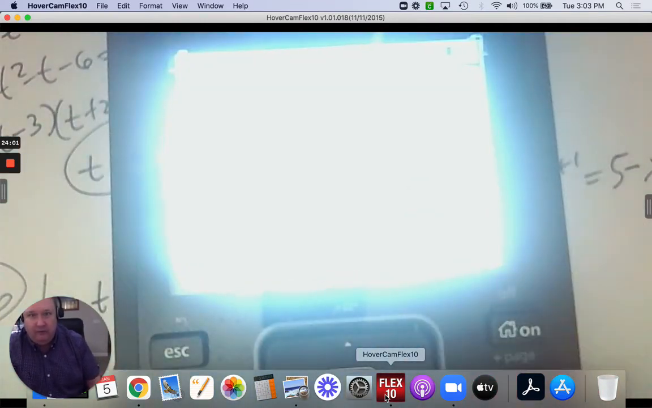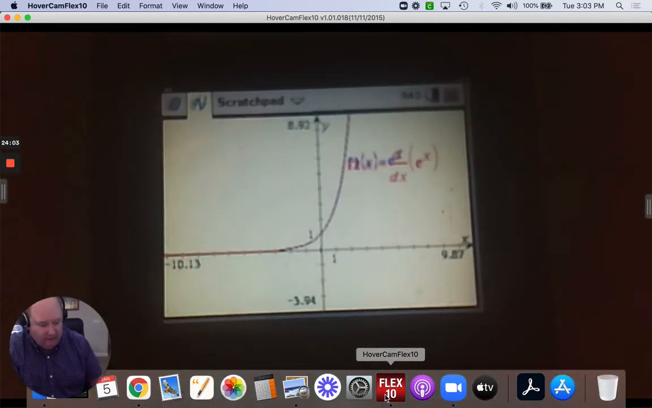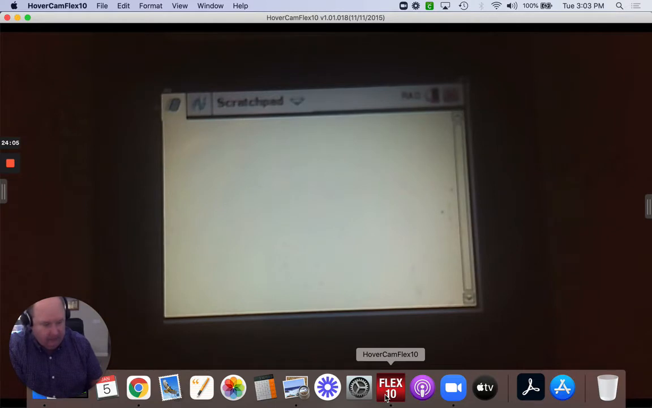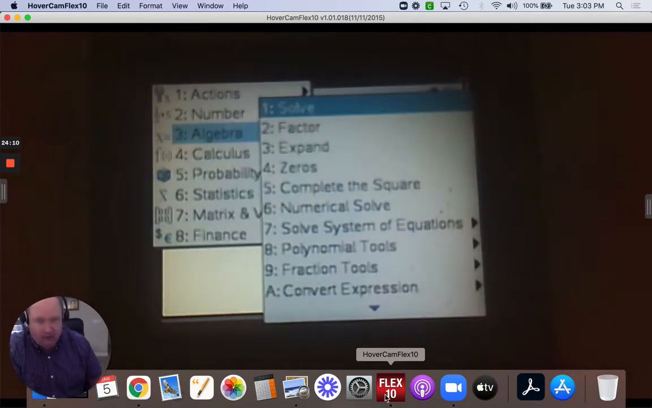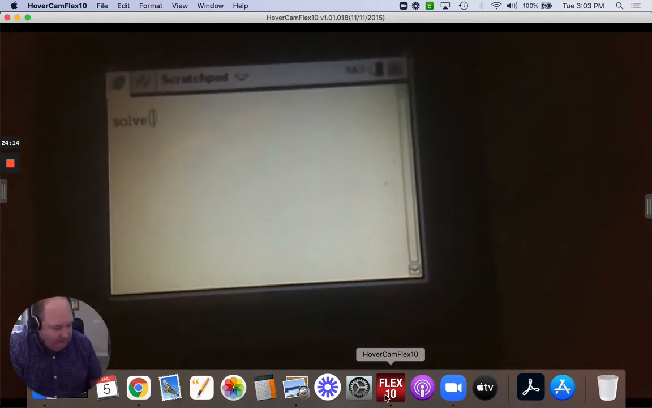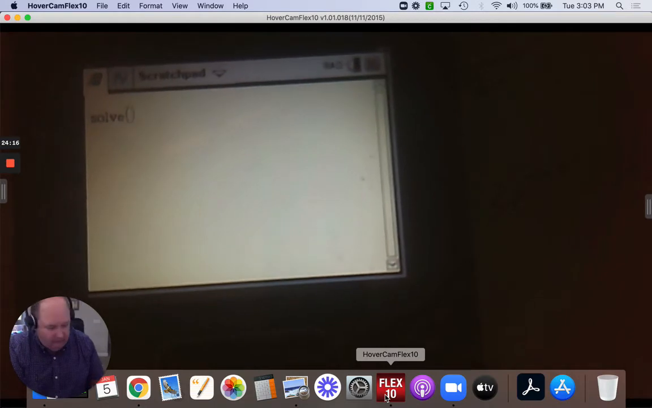Press pause if you need to get your calculator. I'm going to clear what I have. All right, here it is. Press menu, algebra, solve. So again, press pause if you're not ready. And then type in the equation. So I see 3e to the exponent -x plus 1. Move the cursor, equals 5 subtract x squared. And then I'm going to go comma x to solve for x.